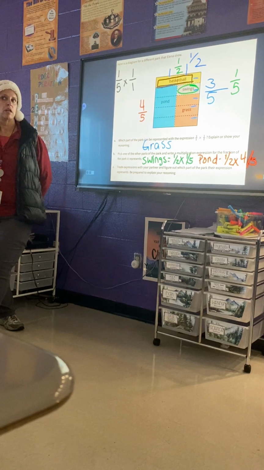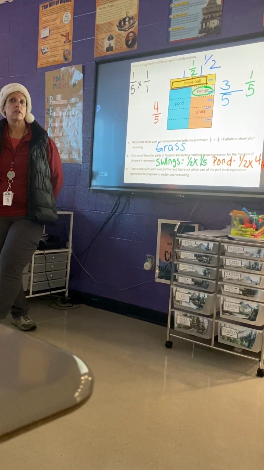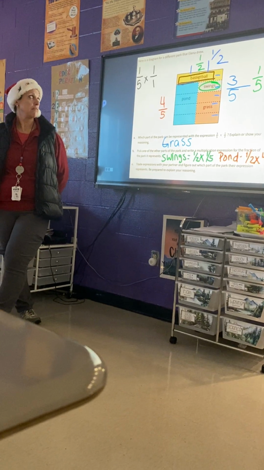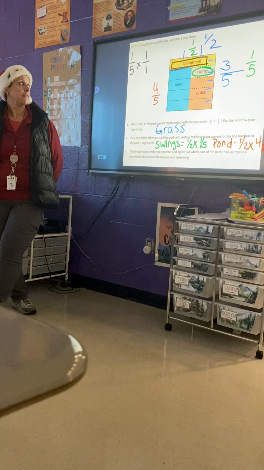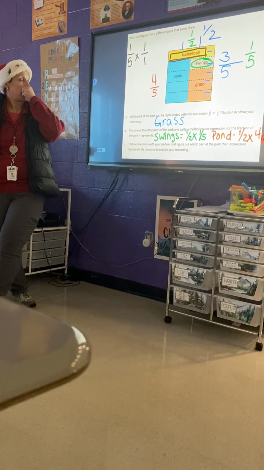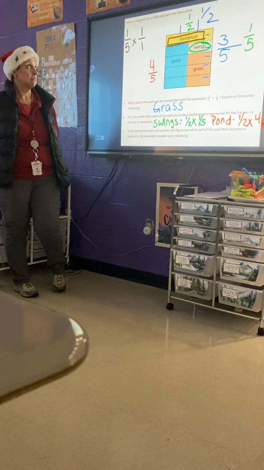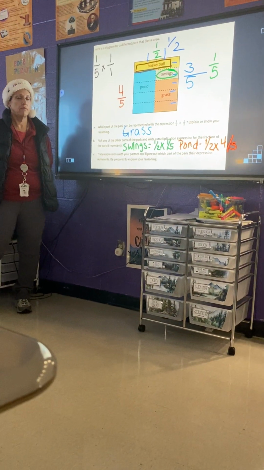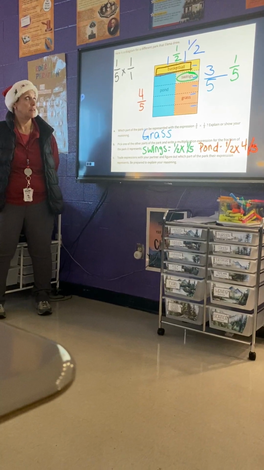Okay, so with the blue, there's only blue on one side, and with the grass there's only orange on one side, and on the swings there's only tan on one side. But with the basketball, there's yellow on both sides, and it is cut into halves, so one half and one half makes one whole.